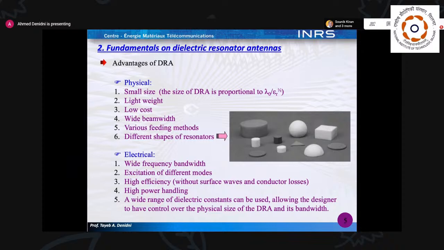And we also have different shapes of resonator. This means the resonator can be cylindrical, spherical, cubic, any form that you can imagine. And when we choose this different form, this means we can excite different modes, and we can achieve different operating frequency, and we can also have a different radiation pattern shape. This means we can control the radiation pattern, the operating frequency and the bandwidth with this type of resonator. These are the physical advantages of dielectric resonators compared to conventional antennas such as microstrip, wire antenna or waveguide.